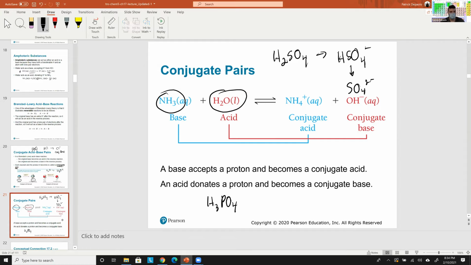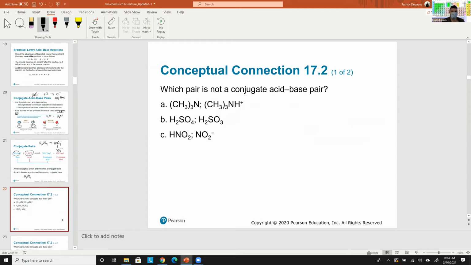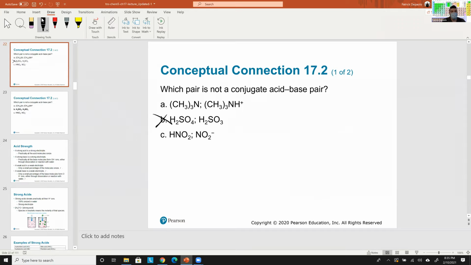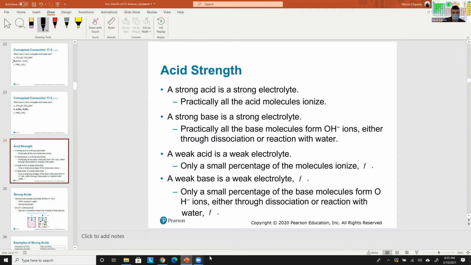So anyway, we'll continue. All right, so question: which pair is not a conjugate acid conjugate base pair? B, yes, B is correct. Because for A, we have the CH3 3N and the CH3 3NH plus. That means this is the acid, that's the conjugate base. For B, H2SO4, H2SO3. Nope, we want changes in hydrogens, not changes in oxygens. And then this one clearly has the hydrogen. So correct, good job.